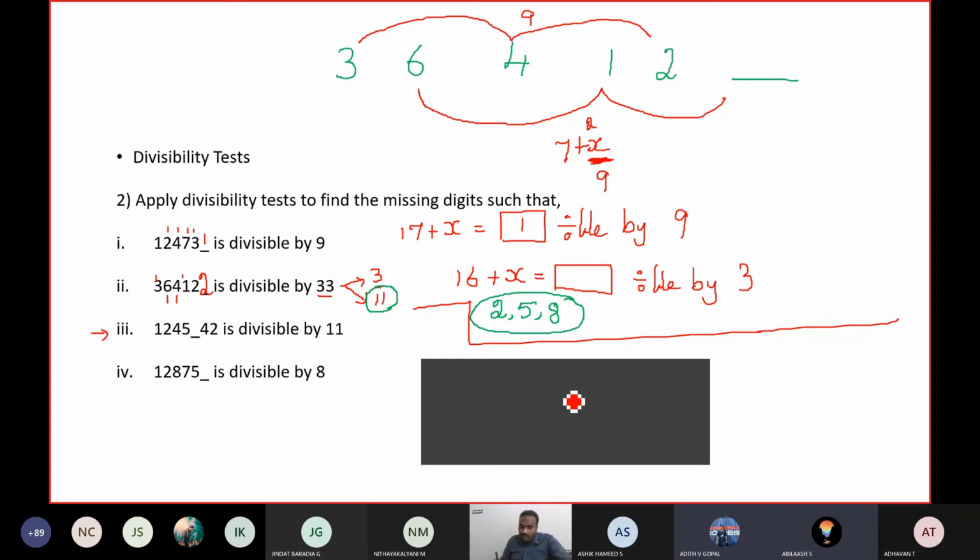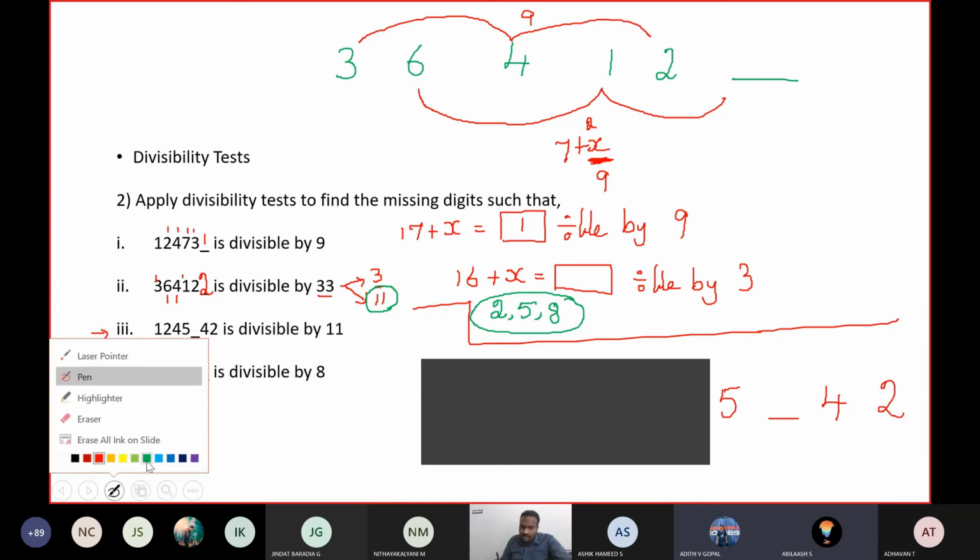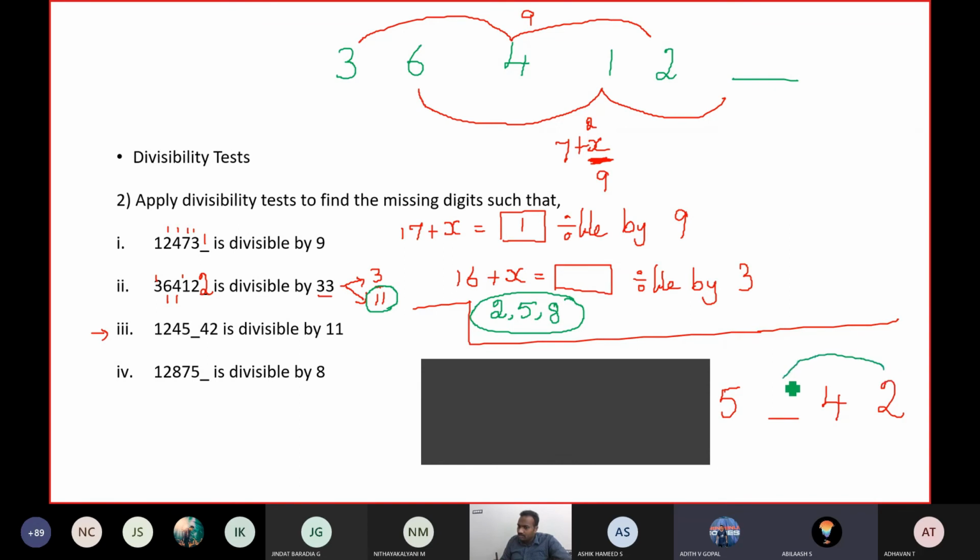1, 2, 4, 5 and dash 4, 2. Add the alternate terms. You get 11 here, whereas here you get 7 plus x. Let's take this as x. So what should be the value of x so that the difference is 0 or a multiple of 11? Four. Very good. Because if it is 4, it becomes 7 plus 4, 11. So 11, 11, difference is 0.